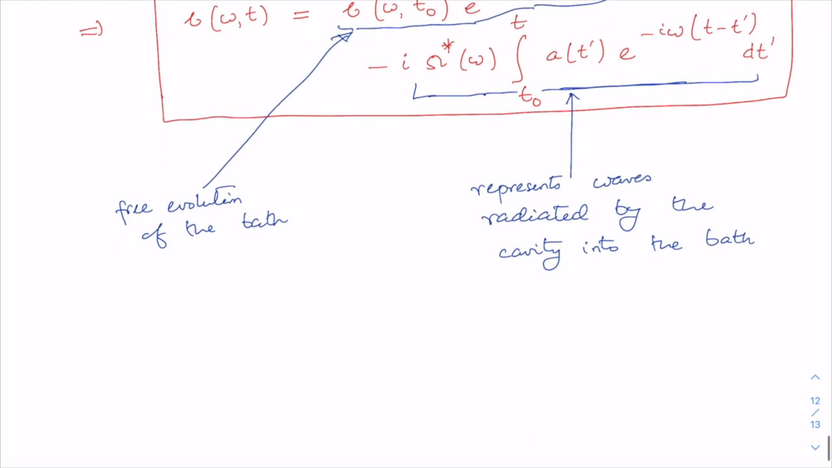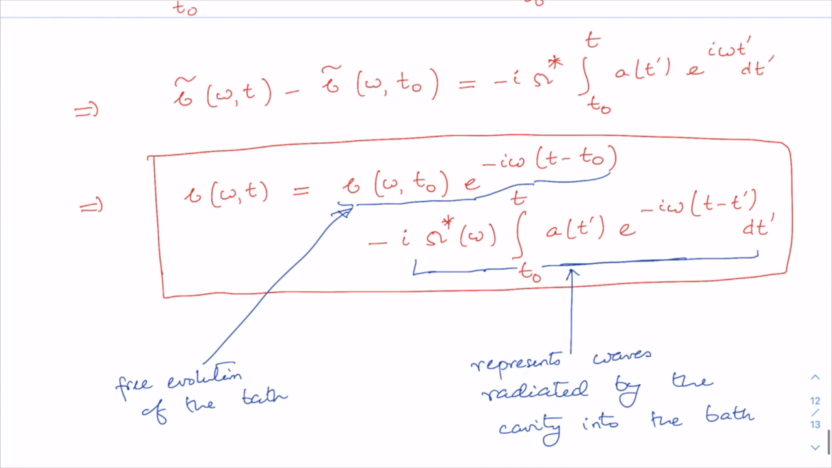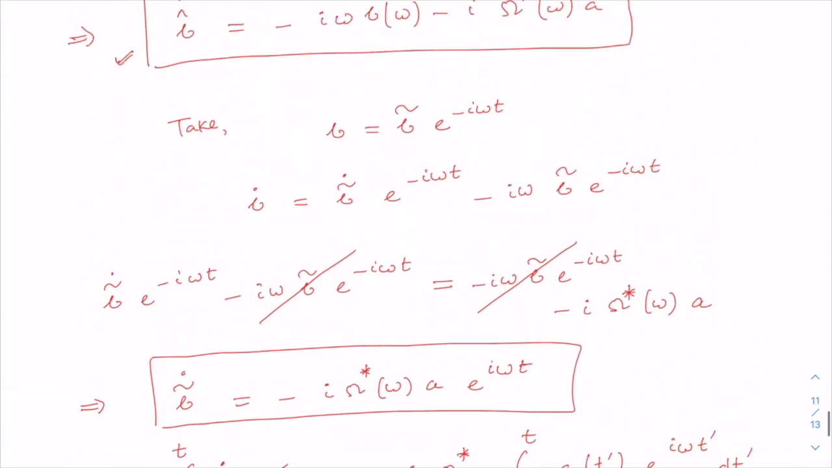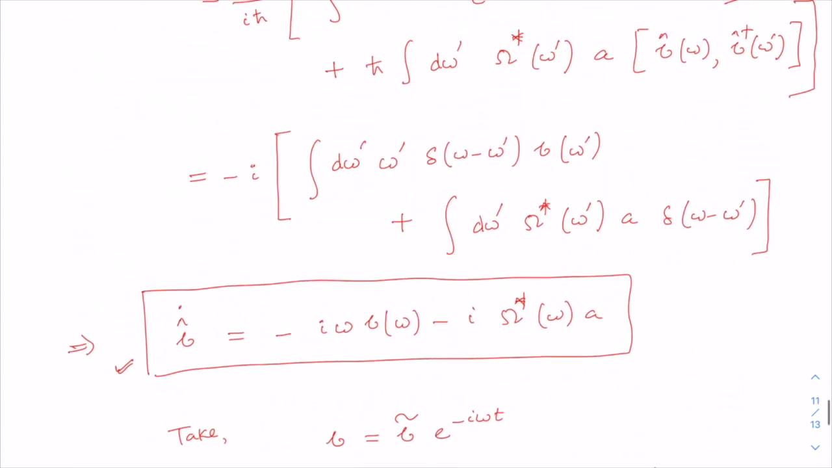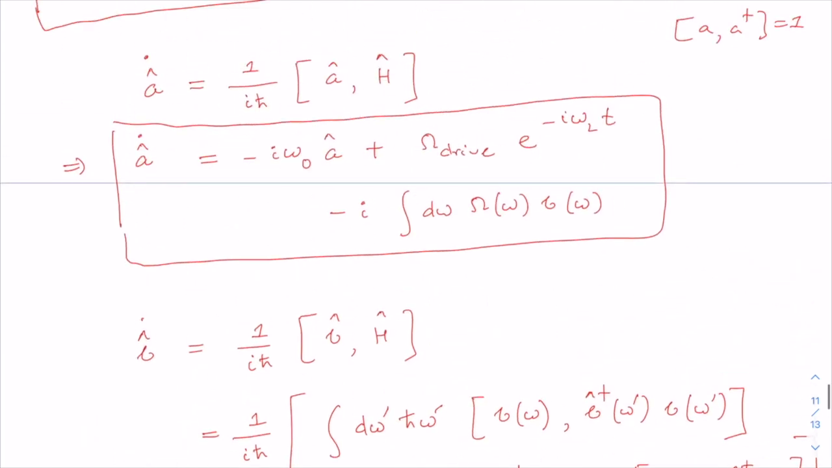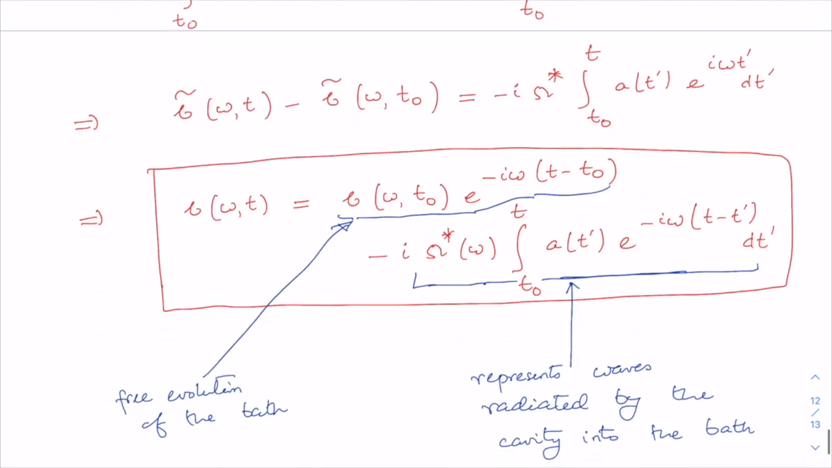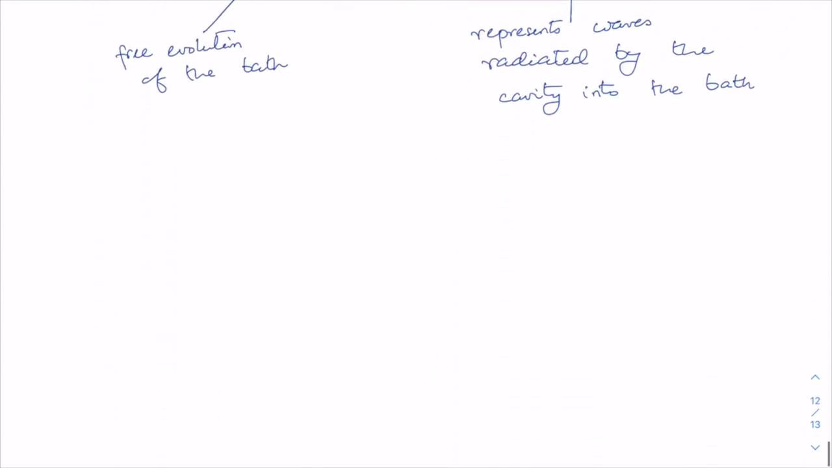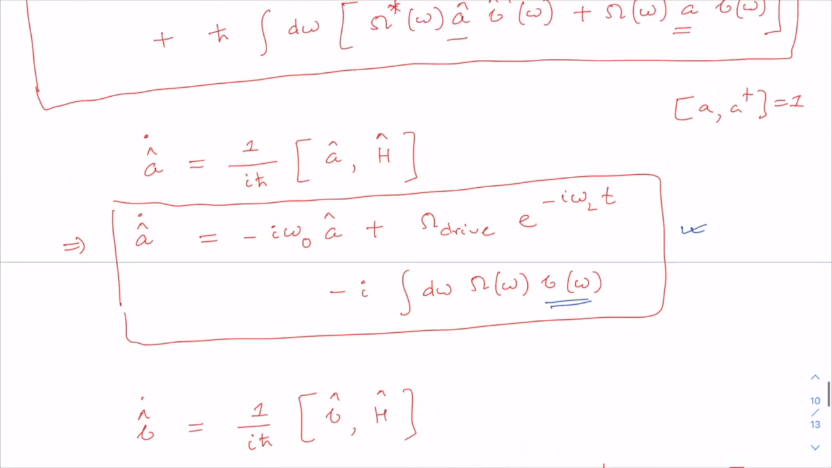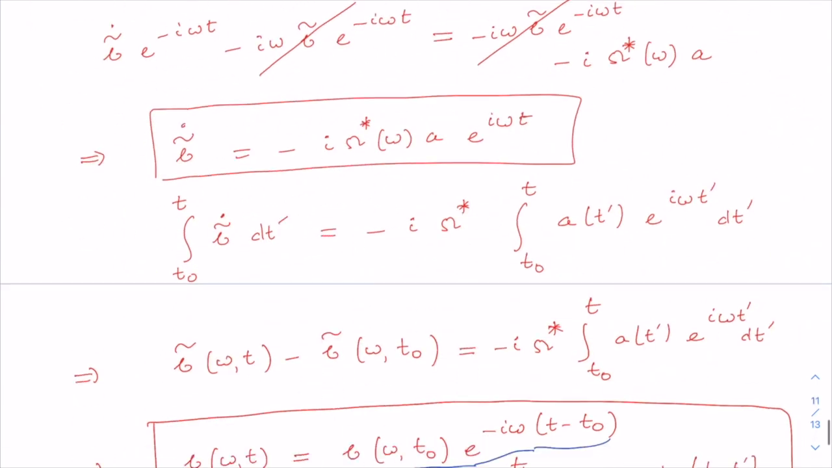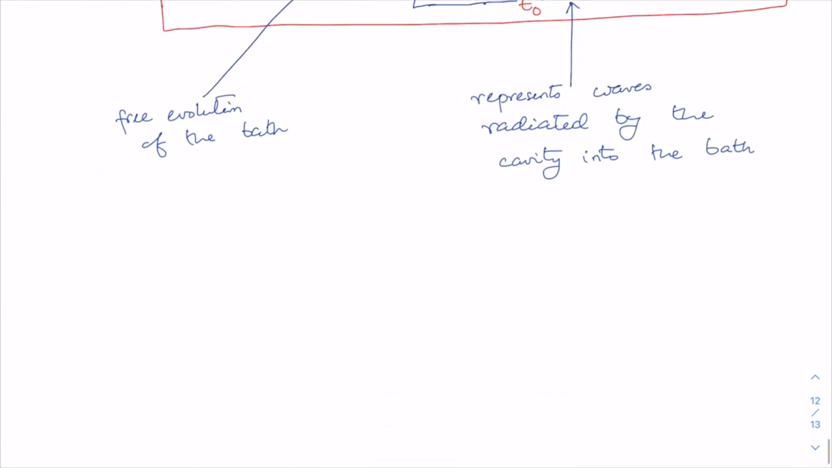Okay, now we can substitute this particular solution, this bath solution, into the equation for the optical mode here. So we can put B of omega into this equation. Let me first write it, then I will put it. So I have to put my bath solution in this equation.